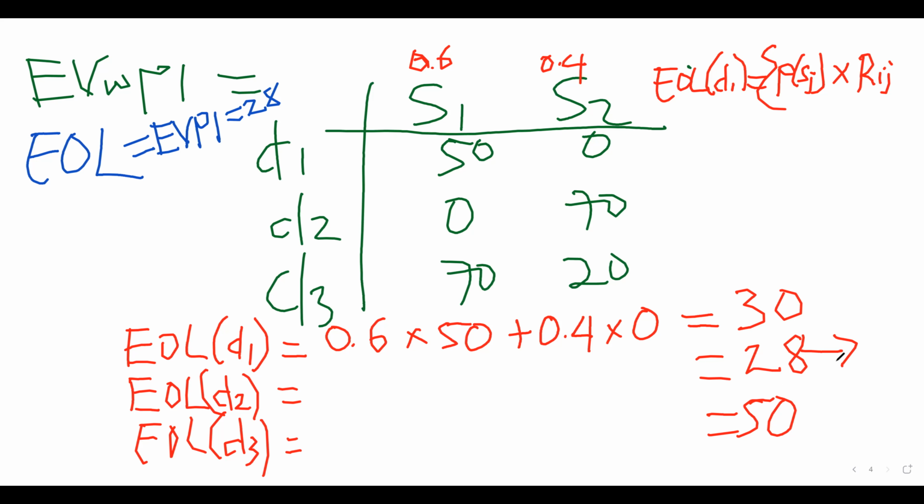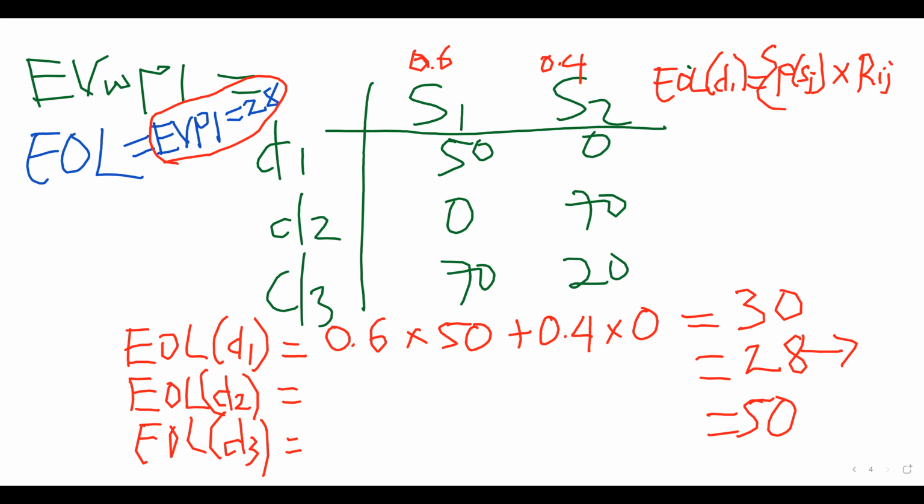So anytime you calculate your expected opportunity loss and you select the best one, make sure that it is equal to the expected value of perfect information. That's it. Make sure it's equal to the expected value of perfect information.